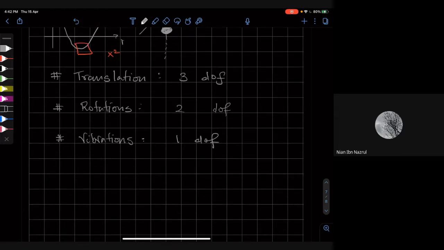However, for both the translation and the rotation, there will be no potential. But for the vibration, the potential energy will not be 0. So we can expect the equipartition theorem, as we derived it before, to be valid for these two cases, but because the potential is there, it won't be valid for this case, okay?